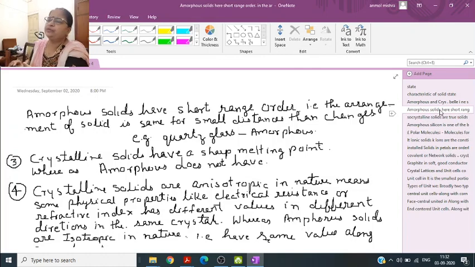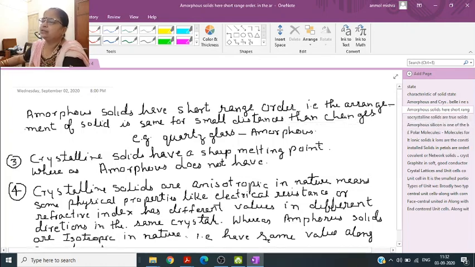Now, amorphous solids have short range order, that is, the arrangement of the particles is the same for a small distance and then it changes. You can take the example of quartz glass. Now, quartz glass is amorphous whereas quartz is crystalline. So, do not get confused, sometimes such examples are asked. Quartz is crystalline whereas quartz glass is amorphous.